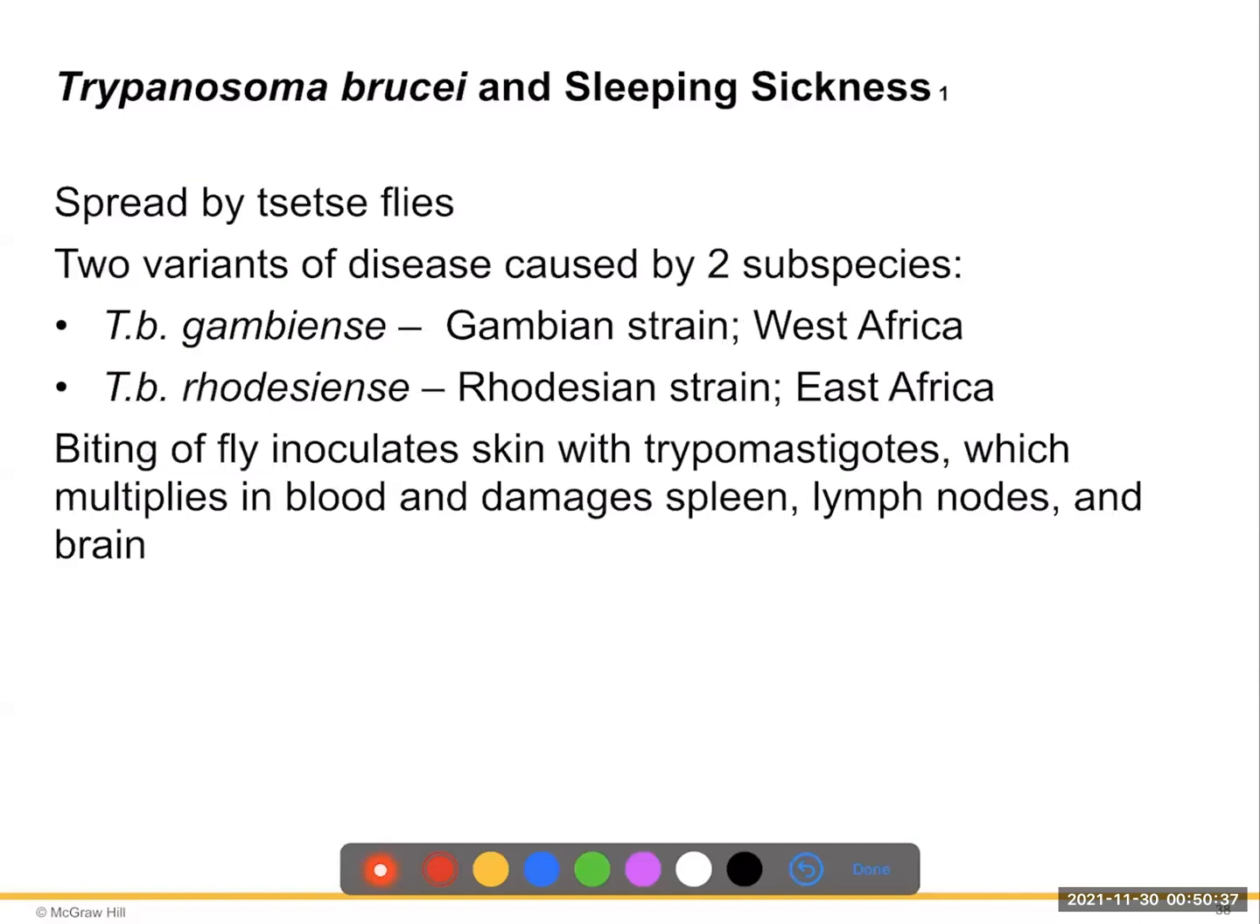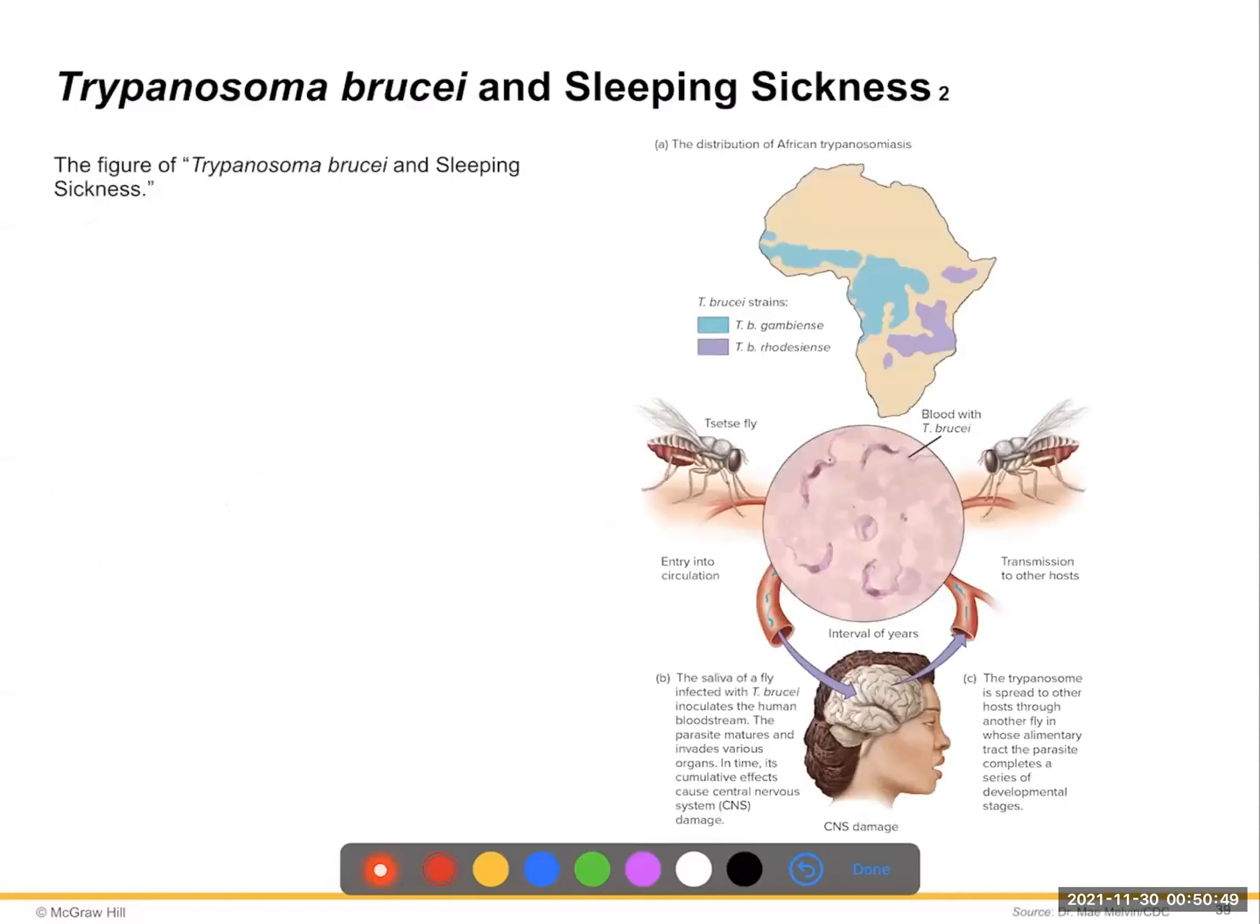The bite of the tsetse fly inoculates the skin with trypomastigotes, which multiply in the blood and damage your spleen, your lymph nodes, and spread into the brain. Trypanosoma brucei, which causes sleeping sickness, is shown here with the areas where it's located, parts of Africa. This is the distribution of it. The tsetse fly bites, the parasite enters the circulation, and it can infect up into the brain of the infected person.